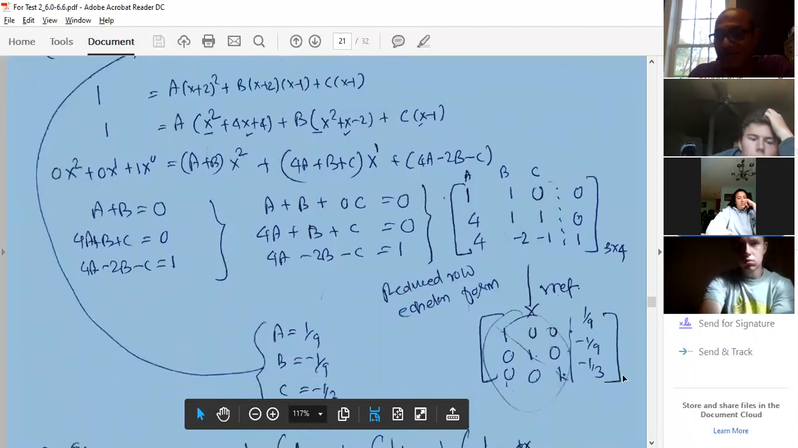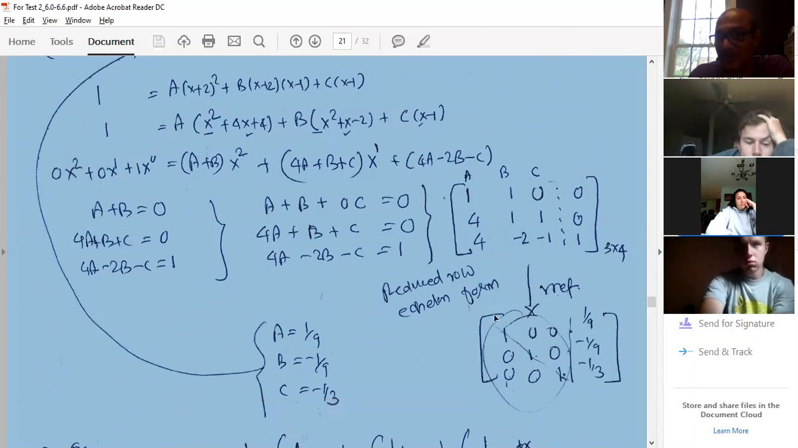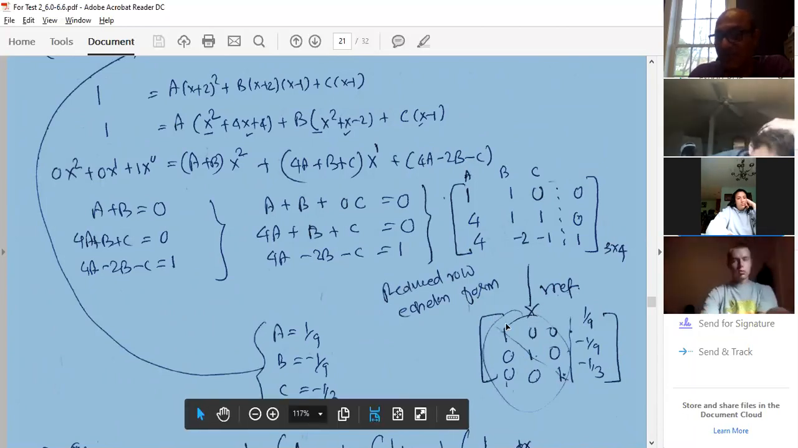You are going to get this one as the answer. If you are getting some decimals over here, convert that decimal to fraction. You know how to do this. So this is called the reduced row echelon form. Reduced row echelon form means it is a kind of identity matrix: 1, 0, 0, 0, 1, 0, 0, 0, 1. That means this first one corresponds to my A, second one corresponds to B, third one corresponds to C.